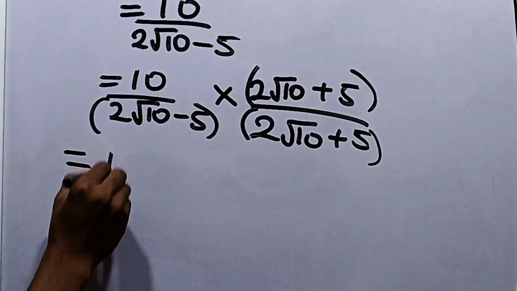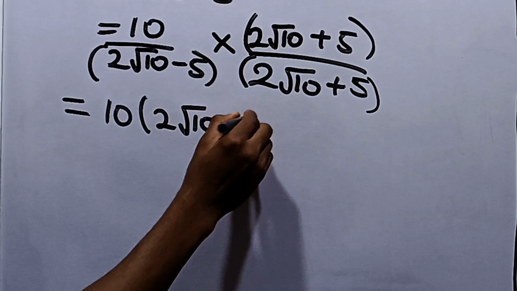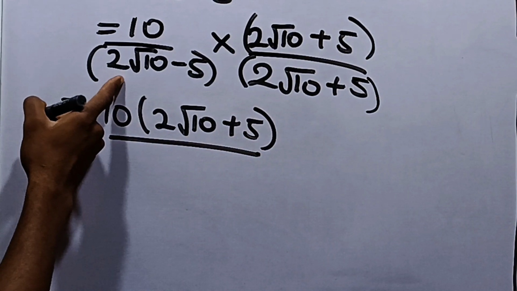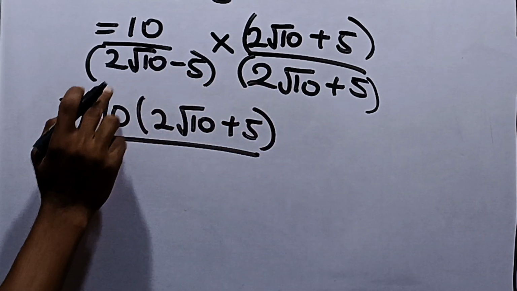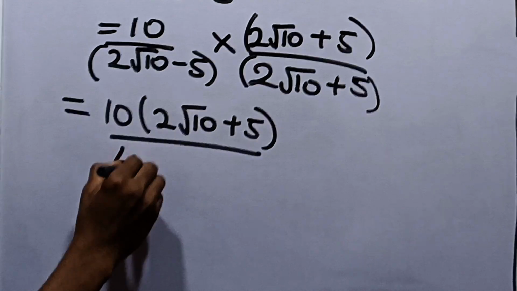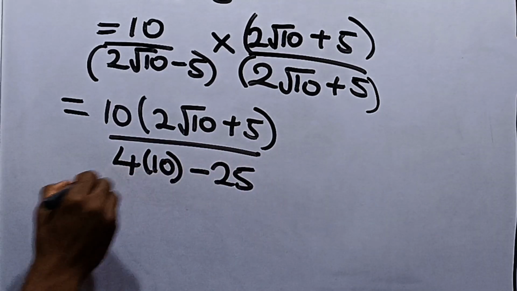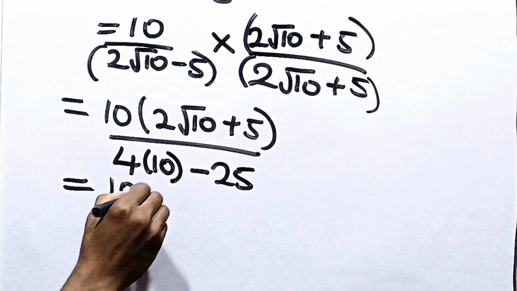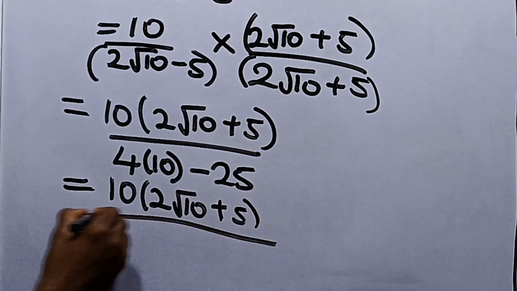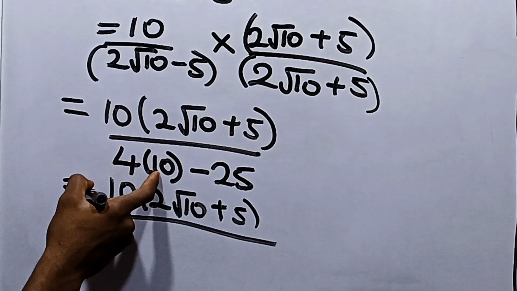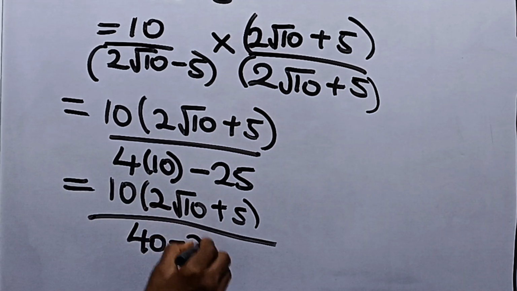And this is equal to 10 into 2 root 10 plus 5 all over 2 root 10 minus 5 times 2 root 10 plus 5. This is in the form of a difference of two squares, so we can just square the terms. 2 squared is 4, root 10 squared is 10, minus 5 squared, which is 25. So this is equal to 10 into 2 root 10 plus 5 divided by 4 times 10, which is 40, minus 25.